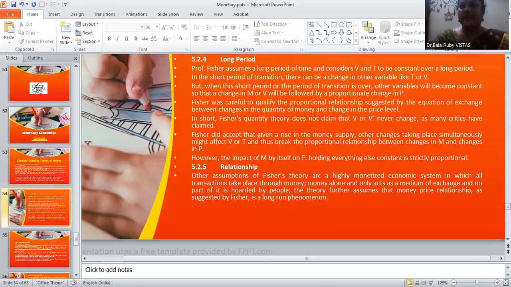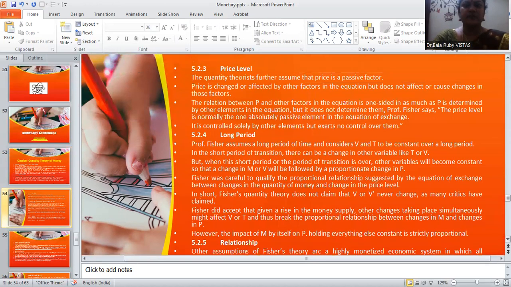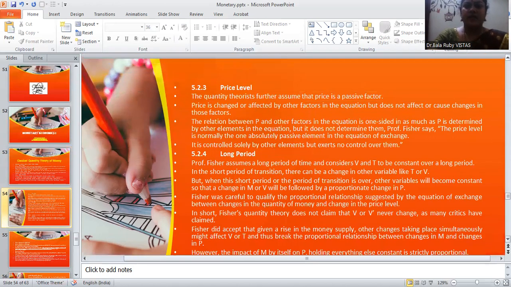Then the third assumption is the price level. The quantity theory of money further assumes that the price level is a passive factor. The price is changed or affected by other factors in this equation, but it doesn't affect or cause any changes in these factors. So the relation between P and other factors in this equation is one-sided, in as much as P is determined by other elements in this equation, but it doesn't determine them.